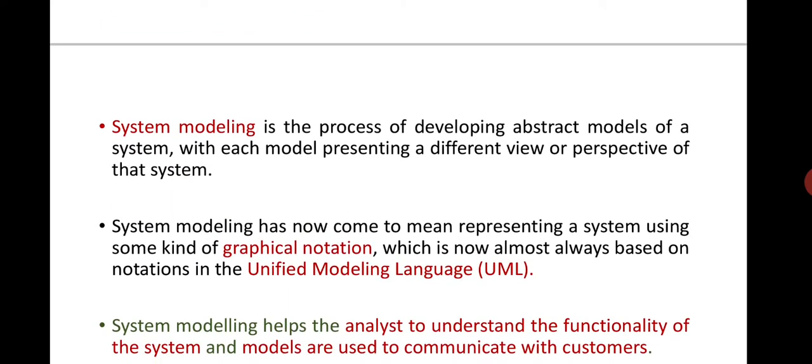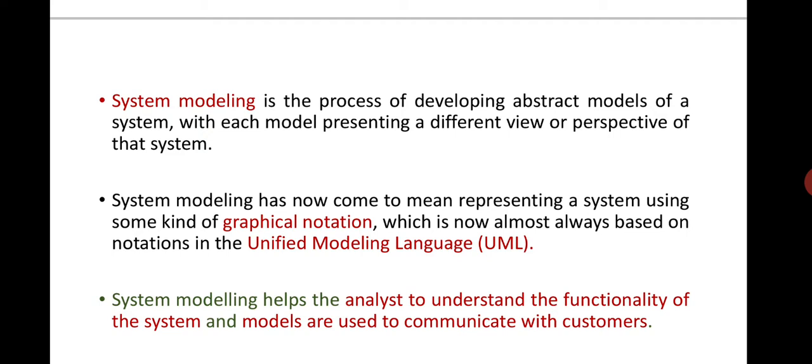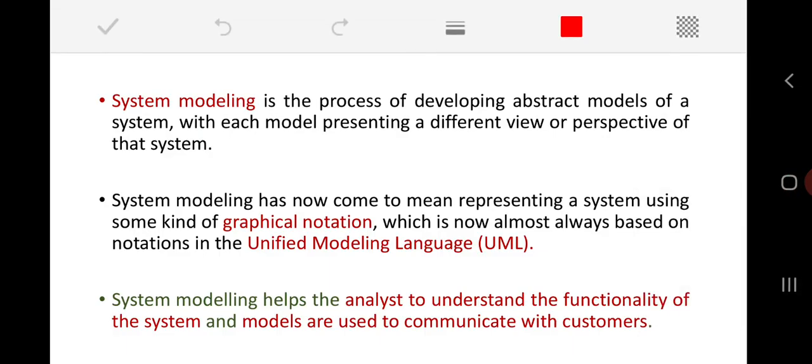Just have a look at this definition over here. System modeling is a process of developing abstract models of a system, with each model representing a different view or perspective of that particular system. Whenever you are developing any software, it is essential to understand in a better way what exactly you are developing and how you are going to develop it, so you need to represent it with some sort of model. For that, your system model is going to be very helpful.